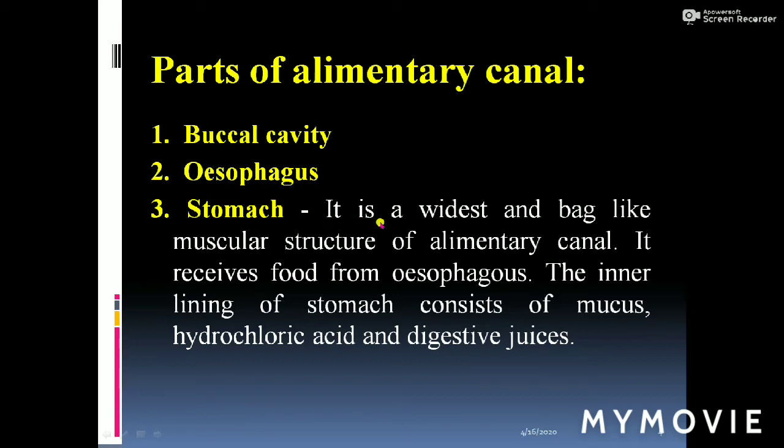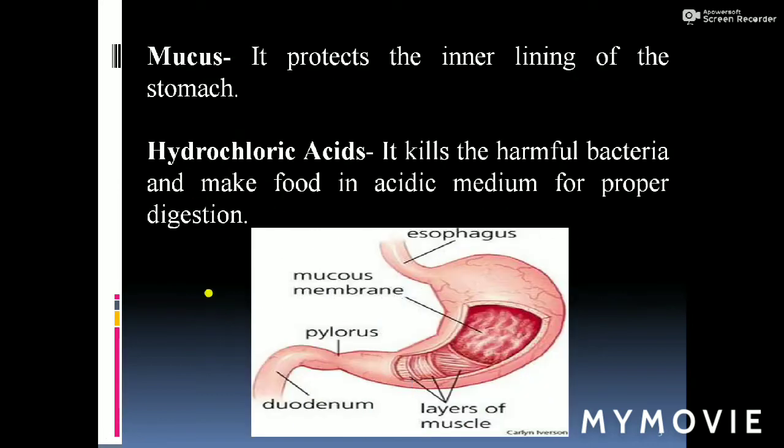Stomach. And you know very well, you studied in standard 6 also. What is this? It is the widest, bag-like muscular structure of the alimentary canal, and it receives food from the oesophagus, and the inner lining of the stomach consists of mucus, hydrochloric acid and digestive juices. Children, everyone eats food, and you know that the food from the mouth reaches the stomach through the oesophagus.